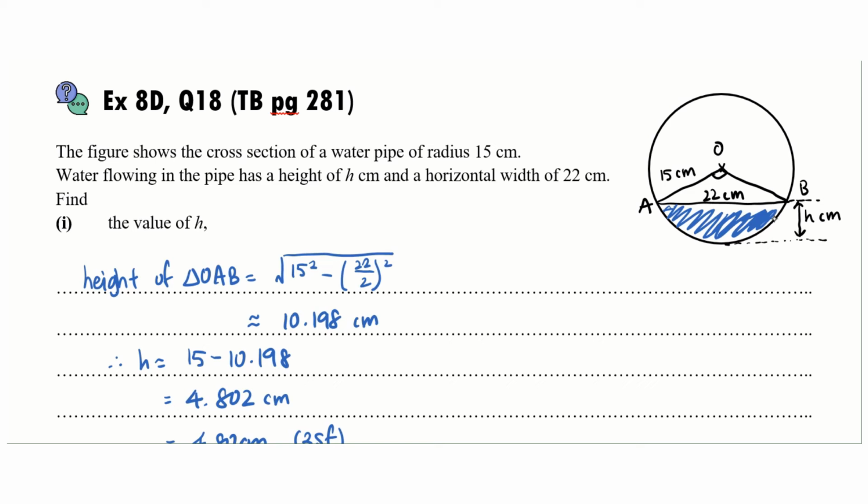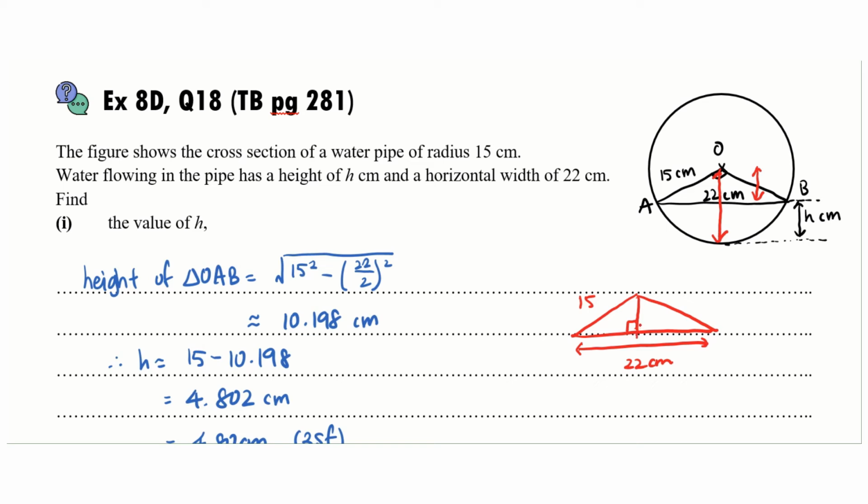To find the value of h, we would consider the entire length of the radius, and then minus away the perpendicular height of the triangle OAB. Let me erase the water away. To find the perpendicular height of triangle OAB, if I were to abstract that triangle out, it will look something like this. We will have 15, and this entire length is 22 cm. The question is, can we divide it into half just because it is a perpendicular length?